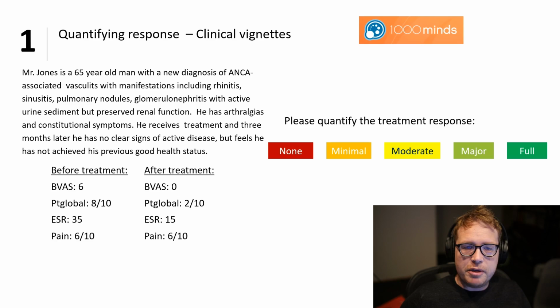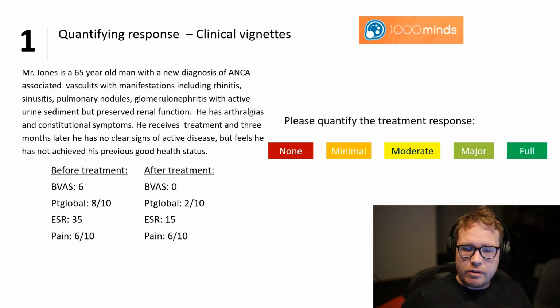Before treatment, his BVAS score is 6, patient global is 8 out of 10, the erythrocyte sedimentation rate is 35, and pain 6 out of 10. After treatment, his BVAS score is 0, patient global is down to 2 over 10, sed rate is down to 15, but pain remains at 6 over 10.